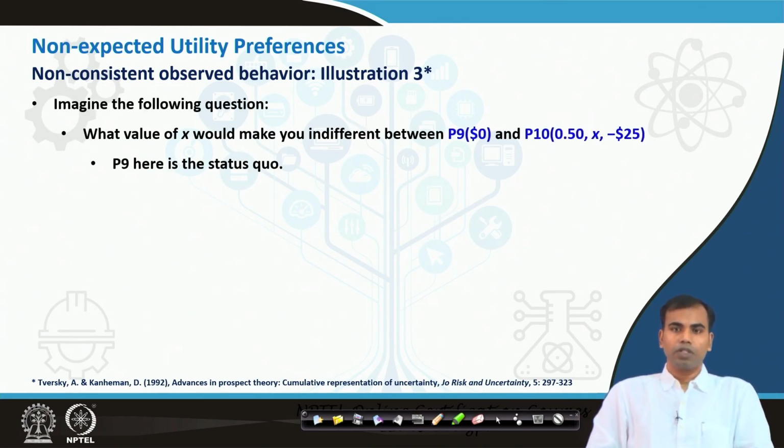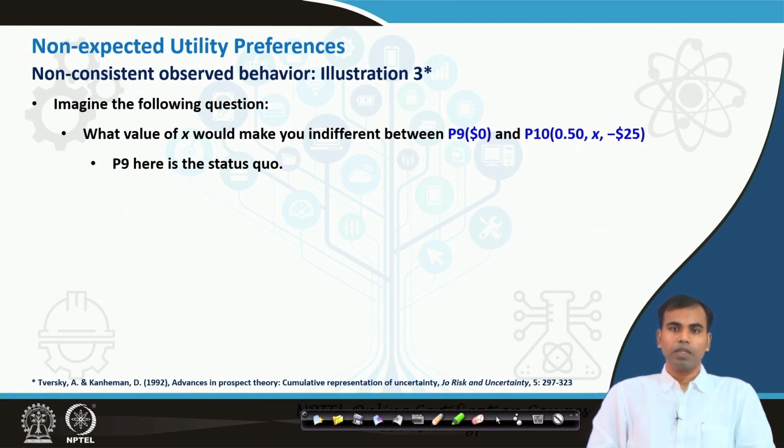Suppose you are given the following situation, and you have to choose between two prospects. P 9 is a sure shot gain of $0, which means you are not going to get anything, and P 10 is a gamble that has a 50% probability of getting X dollars and the remaining 50% probability of losing $25. Now, the question here is, what should be the value of X that you would want to trade this for?